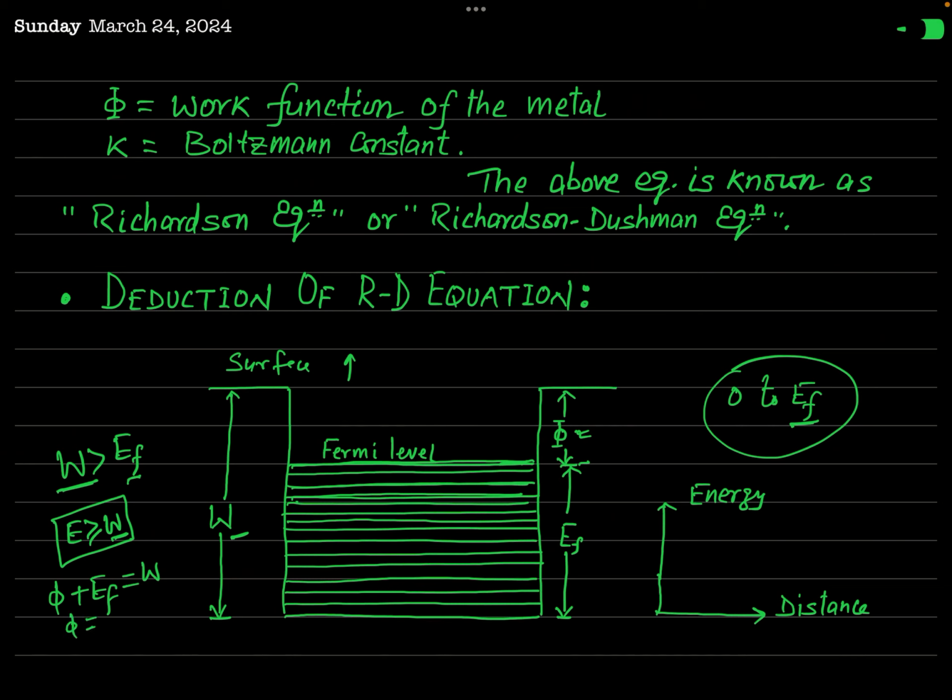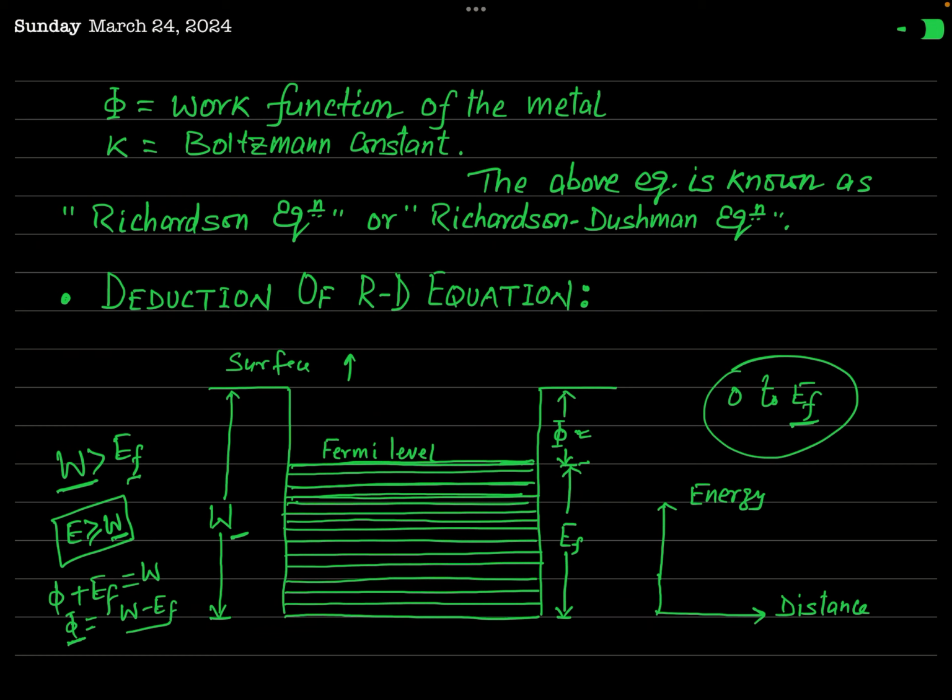So phi is equal to W minus EF. If at least this phi amount of energy is given to the metal, then the electron will be just ejected. So phi is the minimum amount of energy required for ejection of an electron. This phi, which is W minus EF, is called the work function of the metal. So the electron will be ejected when the energy gained in the form of thermal energy is either equal to phi or greater than phi.